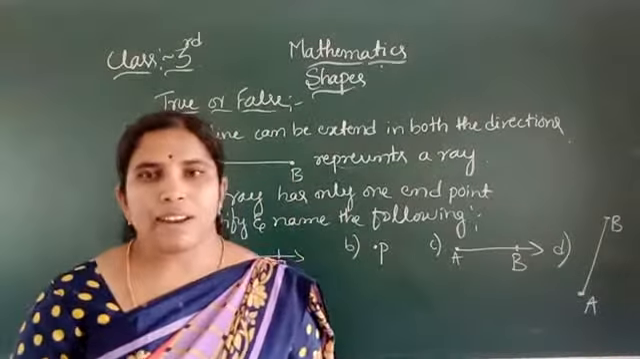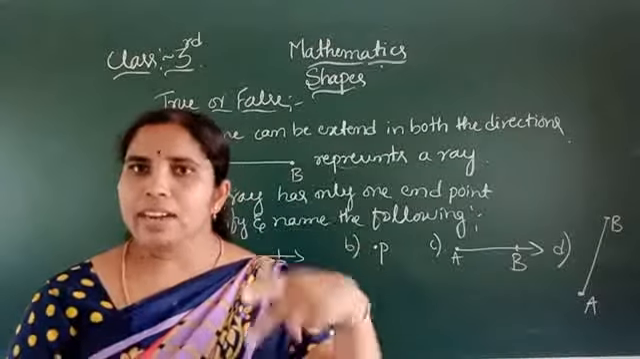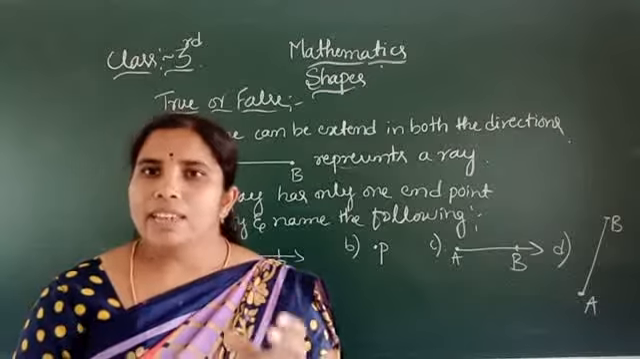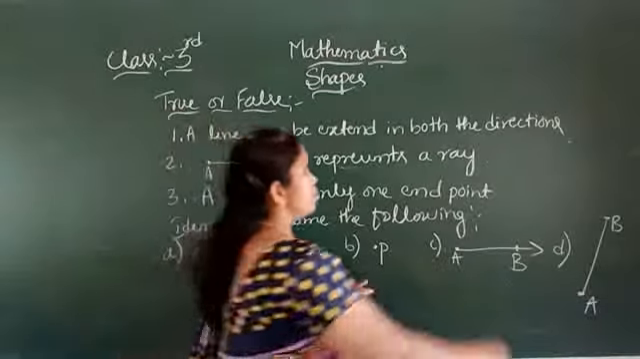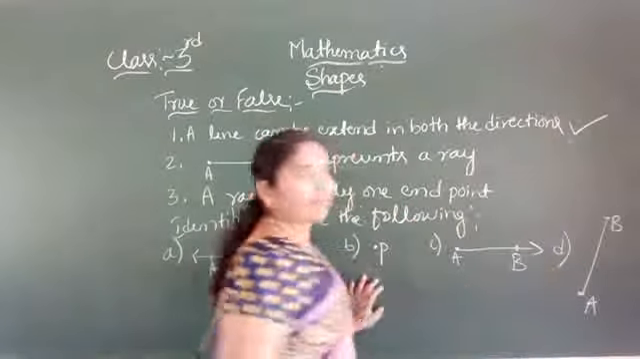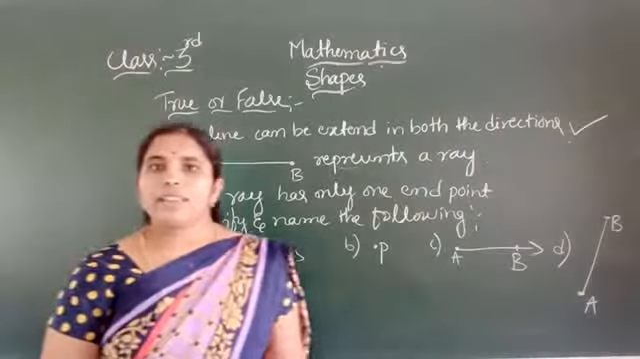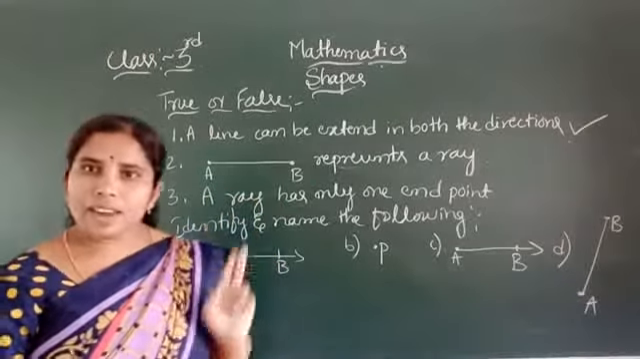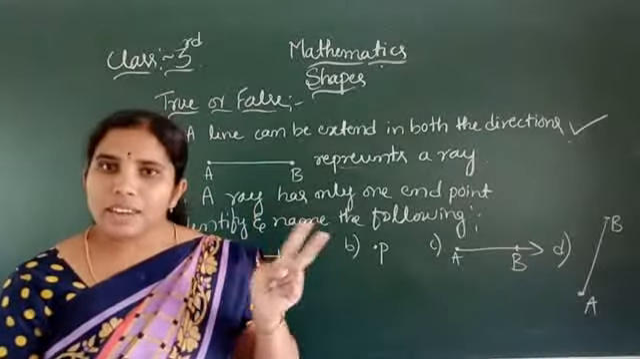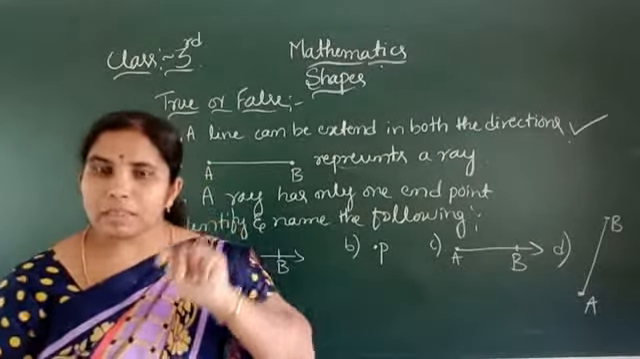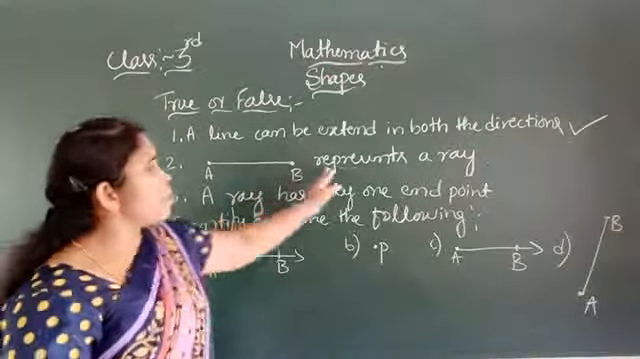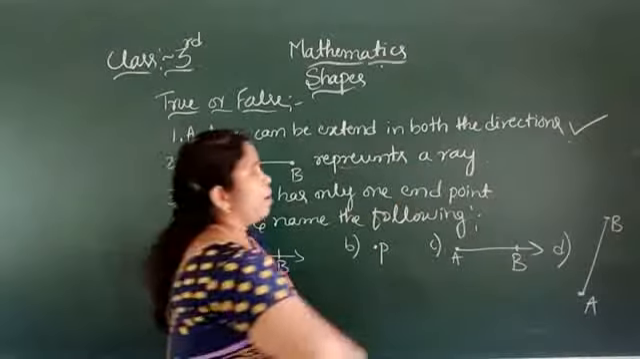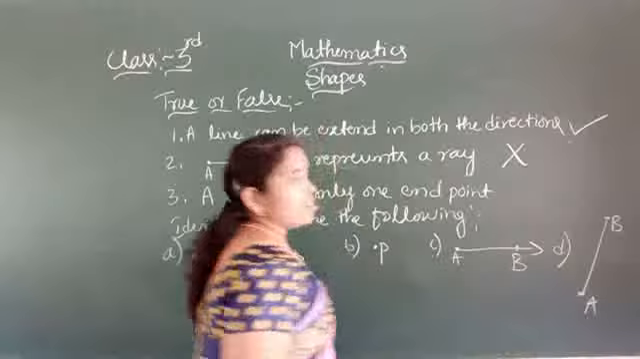I already explained this one: a line can be extended endlessly in both the directions, therefore it is true. Do you understand? Then what is this? Observe the line. It is not a ray, it is a line segment. They have given that this represents a ray, but no, it is a line segment, so it is false.